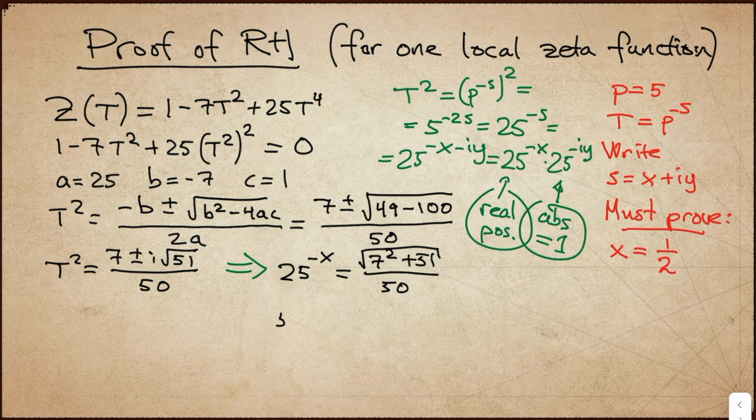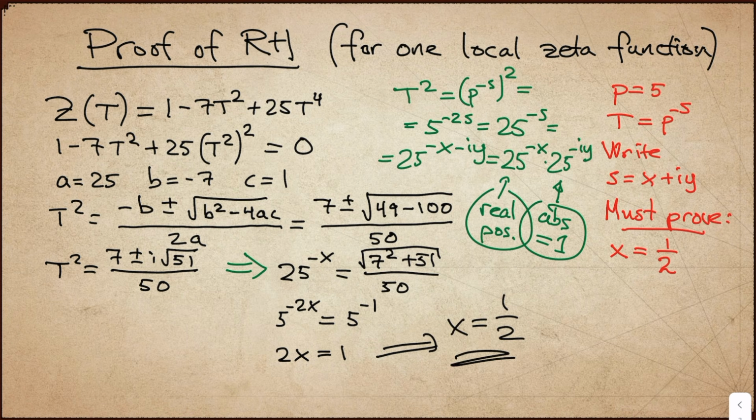Now we have 5 to the minus 2x equals, let's see, square root of 49 plus 51, that's very pleasant. That's 10 over 50. 10 over 50, that's 1/5, so 5 inverse. Very good. Same base. So 2x equals 1, and x equals 1/2.